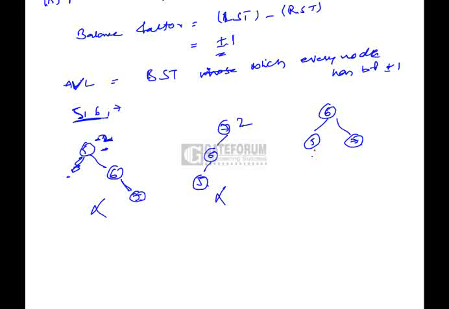So here the balance factor is 0, here 0 and here also 0. So we can take this as an AVL tree. So the number of different AVL trees with the numbers 5, 6, 7 is nothing but 1. So here the correct option is option A.